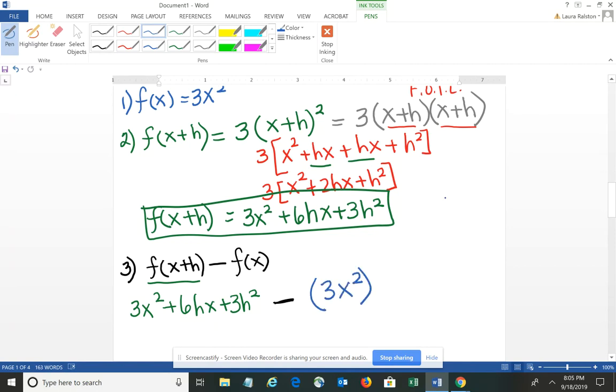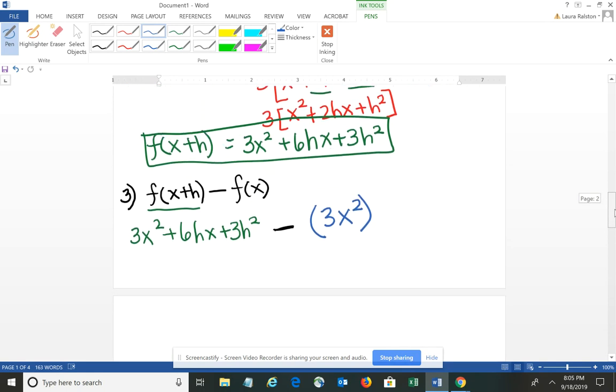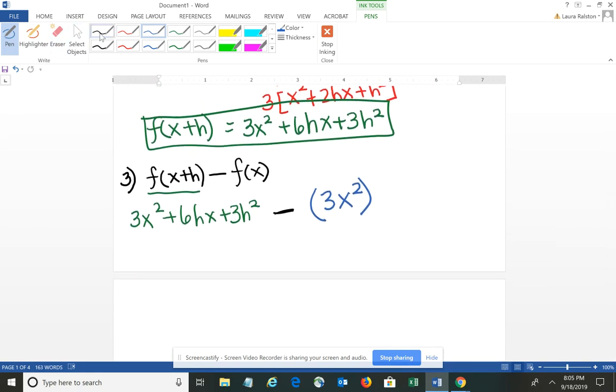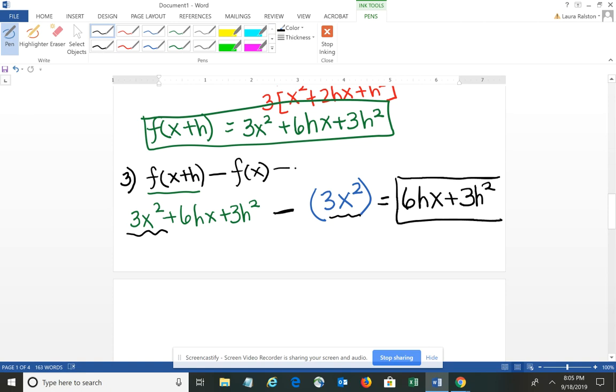Now be careful and watch the signs here. So if I do this subtraction, 3x squared minus 3x squared is no x squared. So that leaves me with 6hx plus 3h squared. And this represents the top, the numerator of the difference quotient.